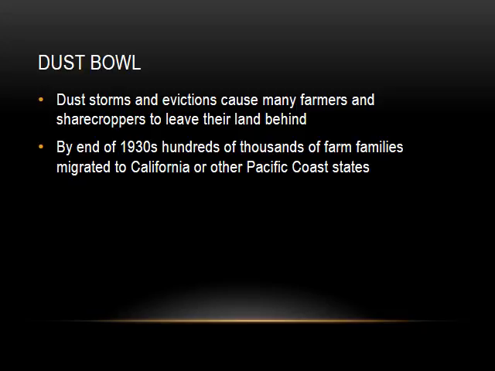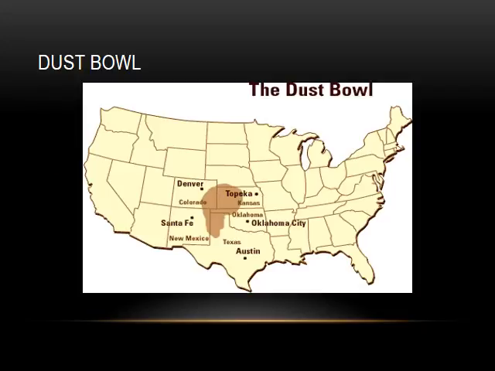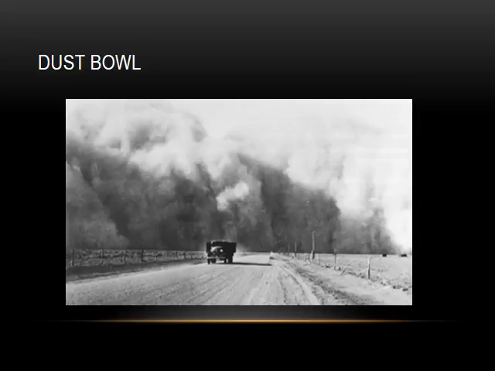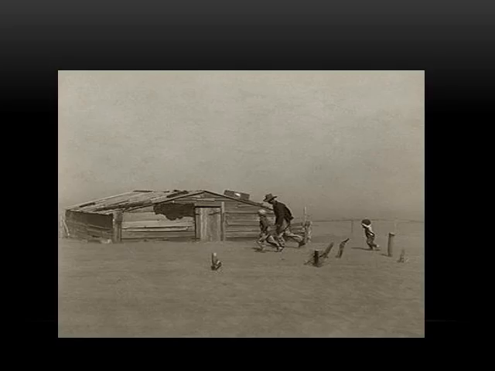Dust storms and evictions also caused many farmers to leave their land behind. By the end of the 1930s, hundreds of thousands of farm families had migrated to California or other Pacific Coast states. Here you will see a diagram of where the Dust Bowl occurred. As you can see, it is the brown mark on the map. Here's an example of what a dust storm would have looked like in the Great Plains. Here's another example of the effects of the Dust Bowl on farming families.